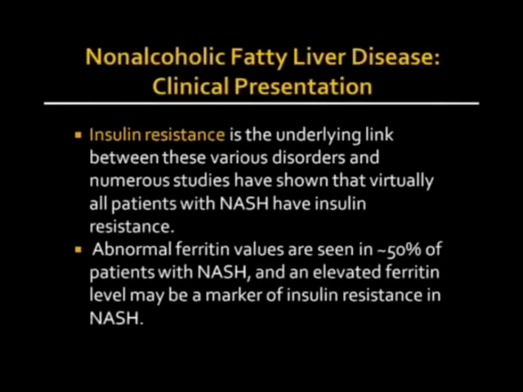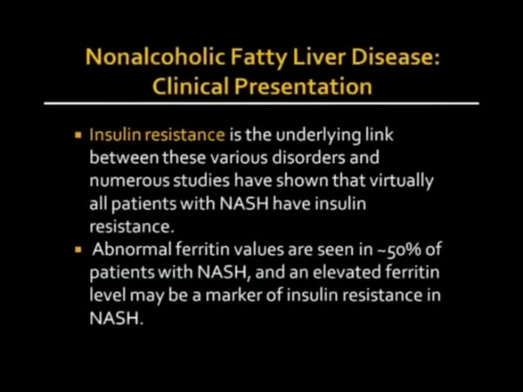All patients with NASH have insulin resistance, almost 100%. So you measure the insulin level, it should be 10, but it can go up to 100, a very high insulin level. And abnormal ferritin values are seen in greater than 50%. Ferritin is the protein that carries iron in the blood. It contains about 23% iron. When it is increasing, an elevated ferritin level may be a marker of insulin resistance in NASH.